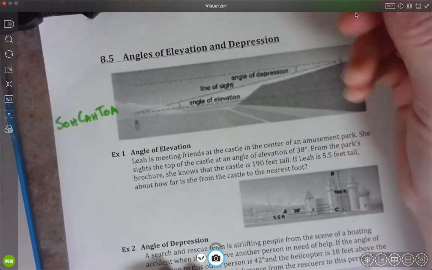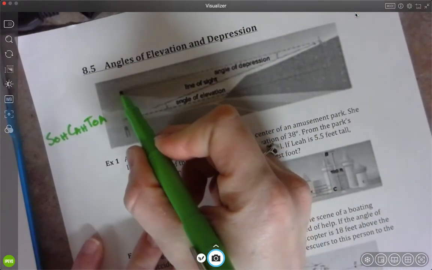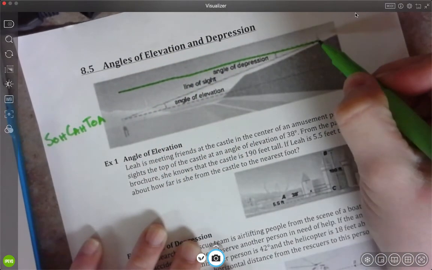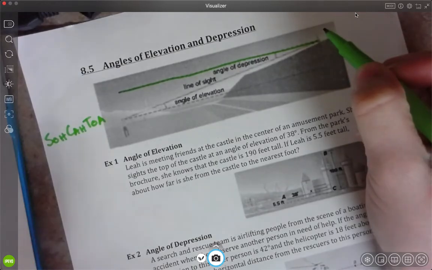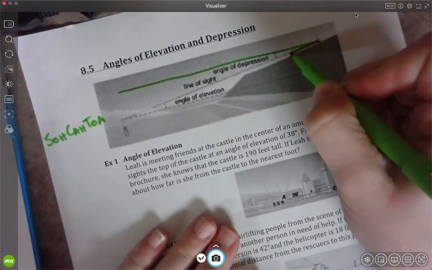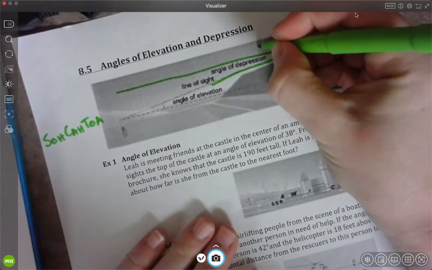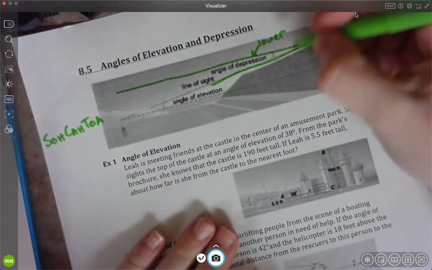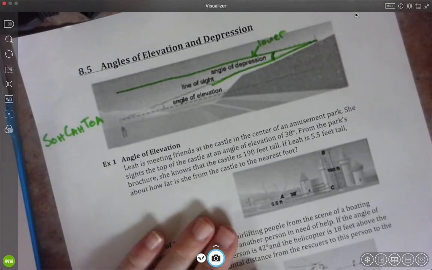So an angle of depression, if I take a horizontal line straight across and think about depressing that down, okay? To depress something means to lower. So I'm going to put lower next to depress, which means I'm lowering that angle down, and this is going to be an angle of depression, okay?